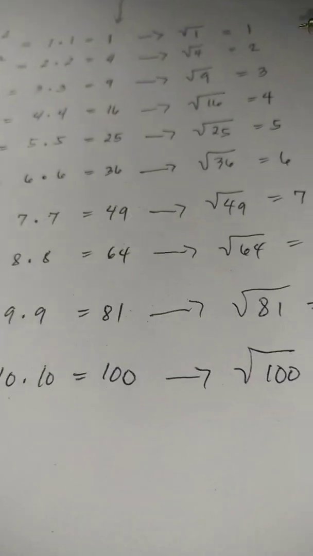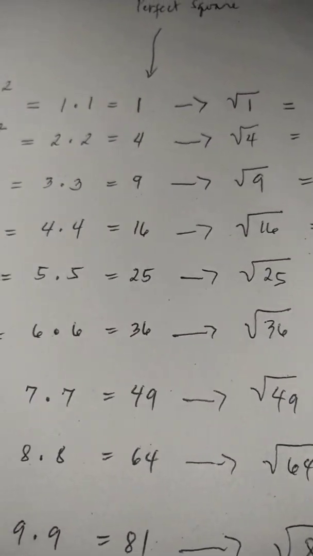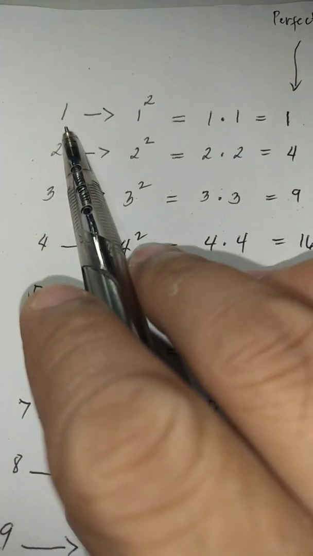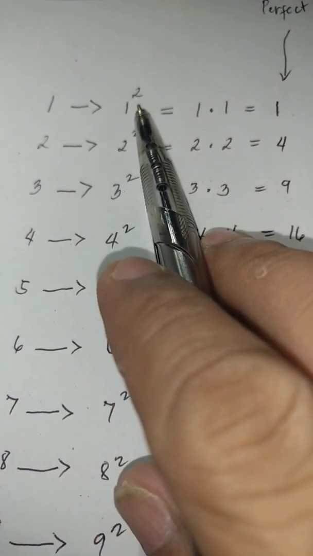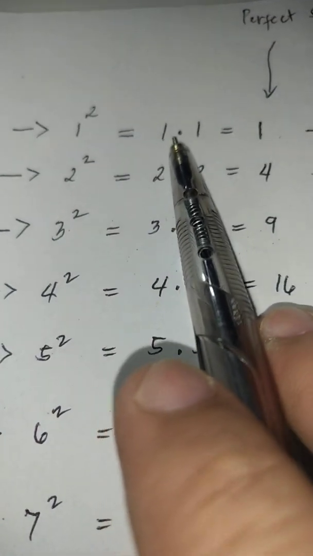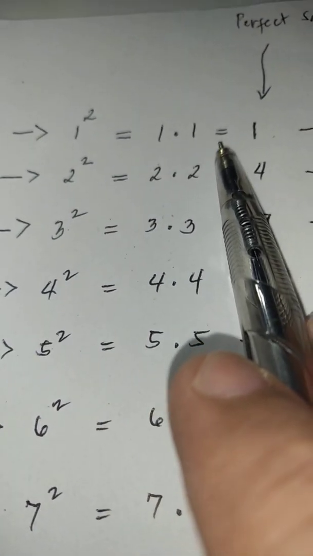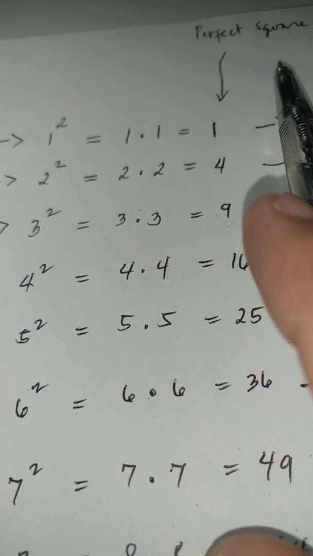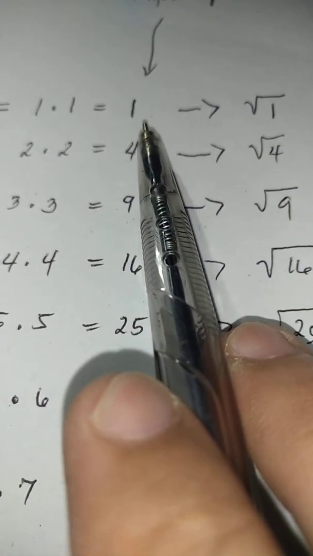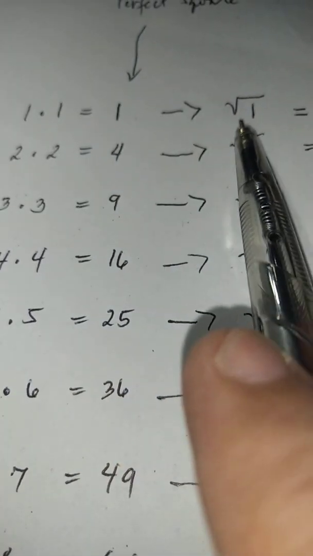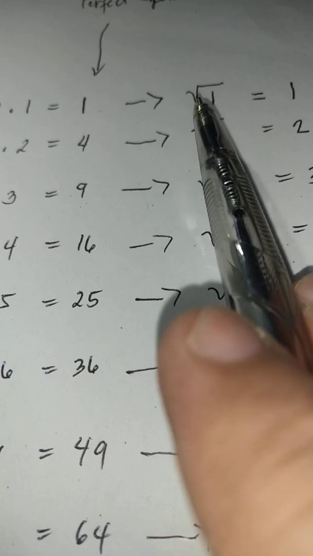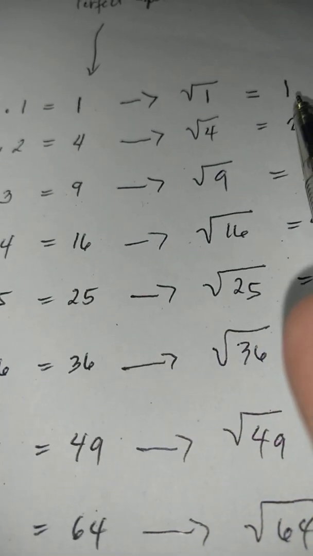See? Take note of the relationship, no? We started from 1 here. We get the square of 1. We perform the exponent 2. That means 1 times 1, and that is equal to 1. That is a perfect square. Now, let's say we would like to determine the square root of 1 as a perfect square. And the square root is 1.